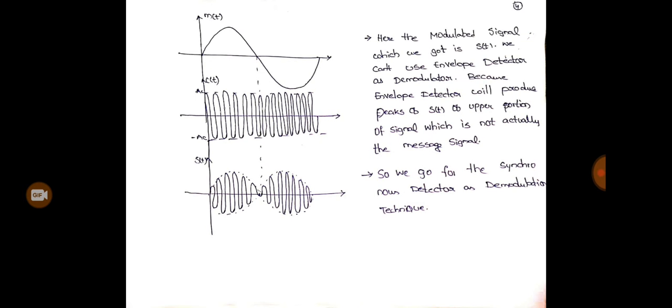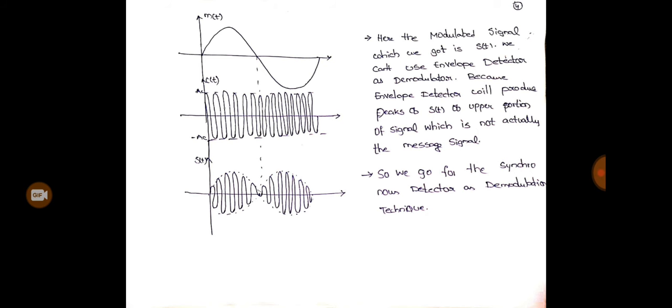And now let us consider the message signal m(t) multiplied with the carrier having upper and lower components as Ac and −Ac. Now we will get s(t) as the modulated signal. Here the modulated signal we will get is s(t).